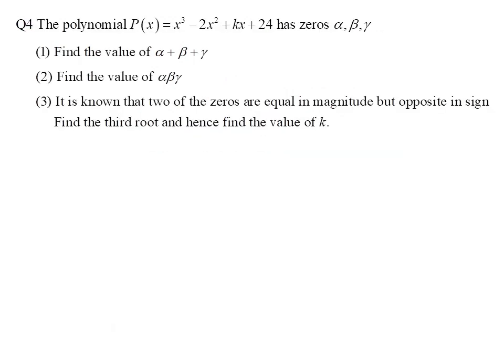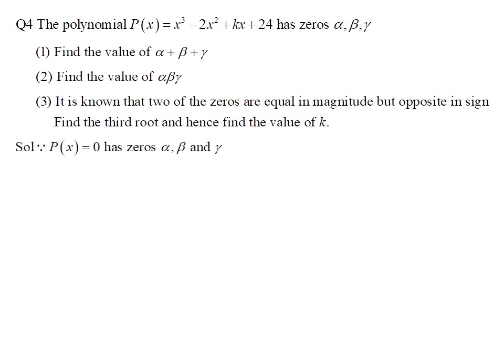Example 4 is the question where we will apply the relations between the polynomial coefficients and its zeros. The cubic polynomial has zeros of alpha, beta, and gamma. The linear coefficient of the polynomial is an unknown constant k. It asks us to find the sum of alpha, beta, and gamma, and the product of alpha, beta, and gamma. Finally, it asks us to find the roots and the value of the constant k, given that two of the zeros are equal in magnitude but opposite in sign.